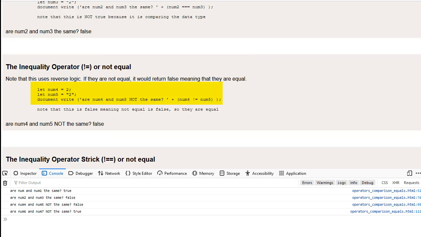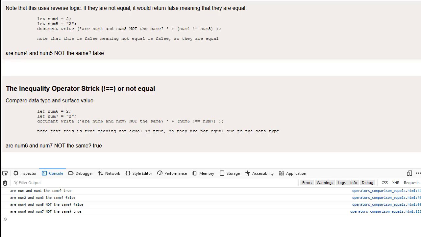So here I have num4 equals 2, num5 equals 2 in quotations. And the expression I'm evaluating here in my parentheses, num4 not equal to num5, is that going to return true or false? Well, we've already determined that they are the same. Now we're testing, are they not the same? So therefore, testing that they're not the same is going to return false. Watch this operator because it kind of has a little bit of a reverse logic to it. They are the same, so testing for inequality will return false.